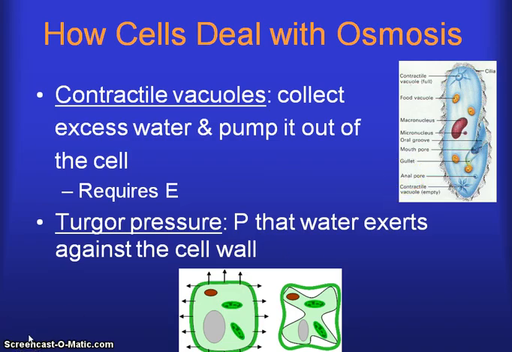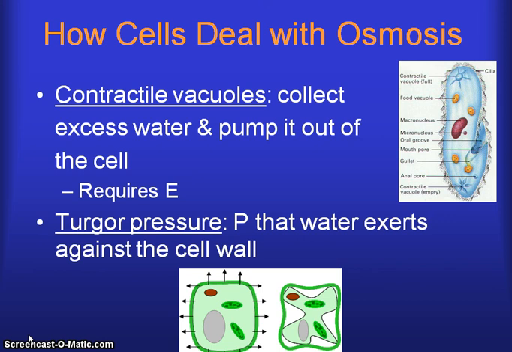So how do cells deal with osmosis? One way is through contractile vacuoles, which are special vacuoles that collect the excess water and then can pump it out of the cell once it's full. Now that process does require energy. That is not passive. Any type of pump that's going to be inside the cell is going to require energy. So that is a contractile vacuole.